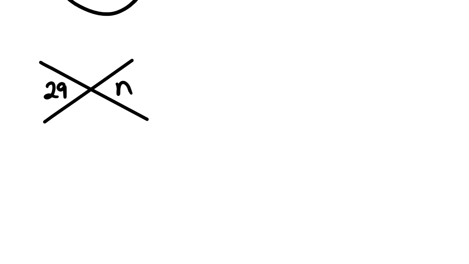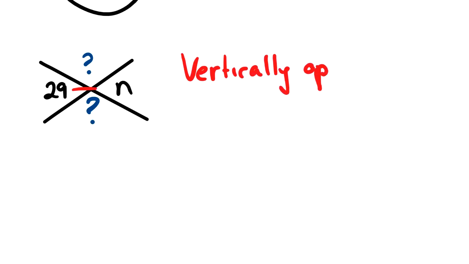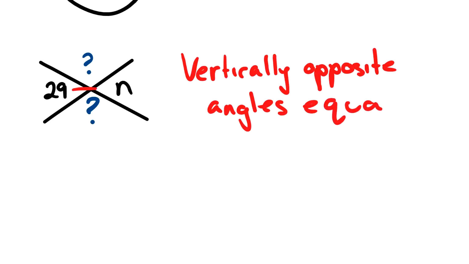Now here we have another one. Now you might go, oh, it's angles at a point. The problem with this one is we don't know these angles, so we can't use angles at a point. But we do know that it's vertically opposite, don't we? So vertically opposite angles are the same. Remember, these are equal. So I know that N is going to equal 29 because it's a vertically opposite angle.